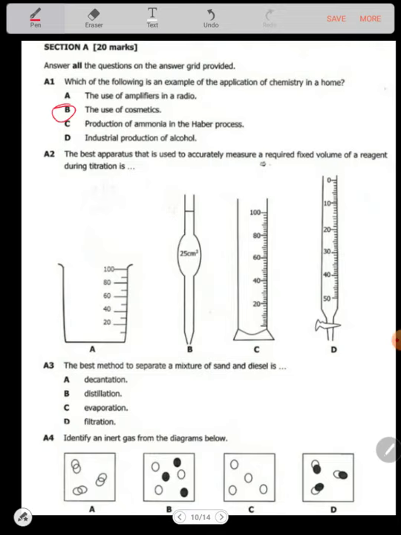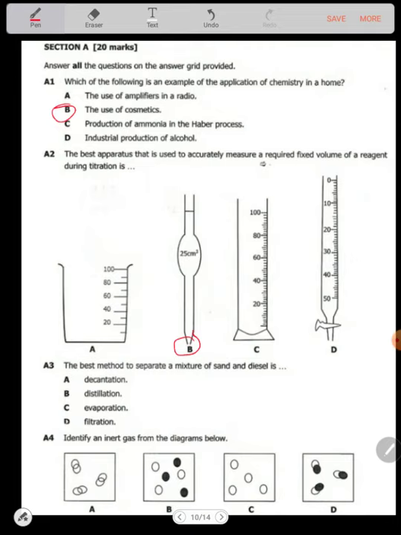The best apparatus that is used accurately to measure a required fixed volume of a reagent during titration is. Now look at this. You have a beaker here. You have a pipette, a cylinder, and a burette. Which one is the most accurate among these? The answer is B. It has got exactly 25 cubic centimeters of volume. That's very accurate. So this is what we call a bulb pipette.